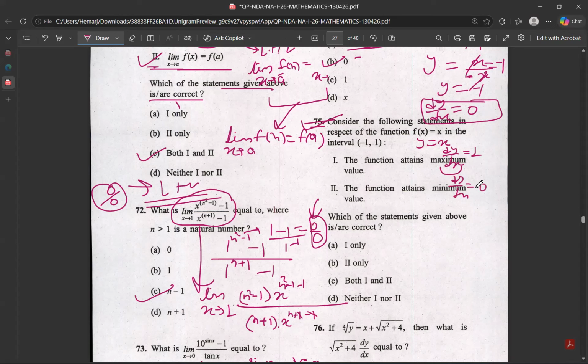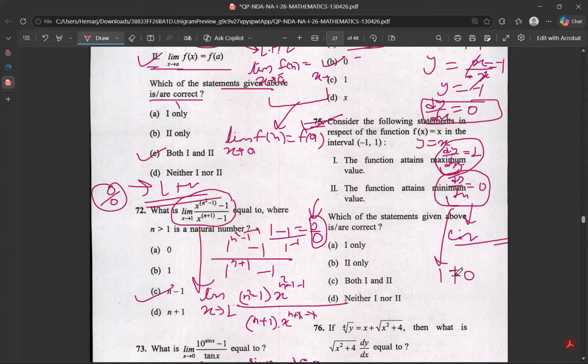In the next step of finding a maximum and minimum value, we used to put dy by dx equal to 0. By putting dy by dx equal to 0, we find the critical values at which our function will attain the maximum or the minimum value. But in this question, dy by dx is 1. So when you put dy by dx equal to 0, it means 1 equal to 0.